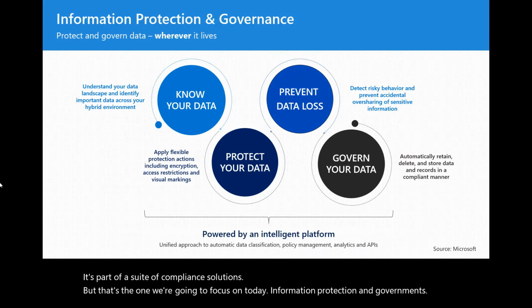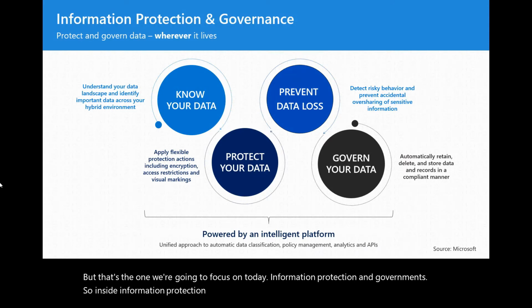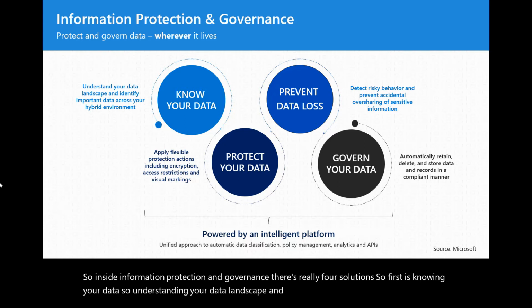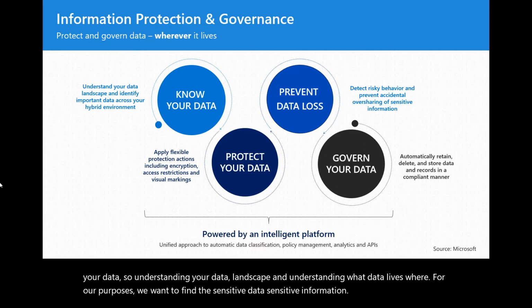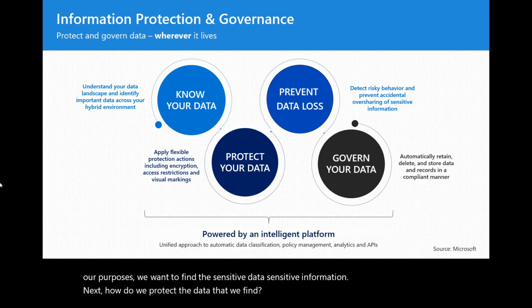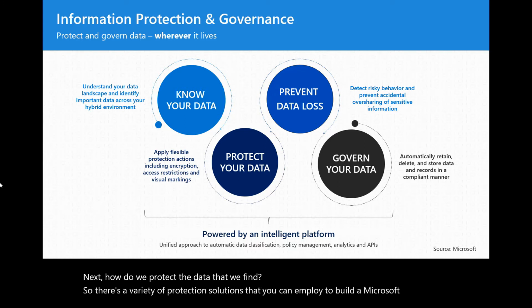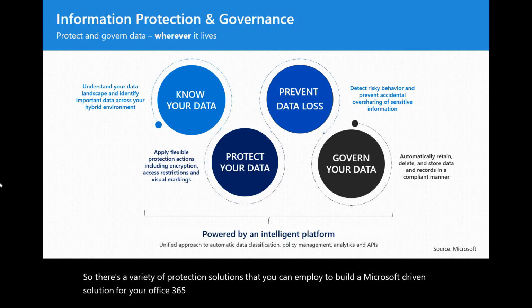So inside information protection and governance, there's really 4 solutions. So first is knowing your data. So understanding your data landscape and understanding what data lives where. For our purposes, we want to find the sensitive data, sensitive information. Next, how do we protect the data that we find? So there's a variety of protection solutions that you can employ to build a Microsoft-driven solution for your Office 365 data, and we're certainly going to go over those today.